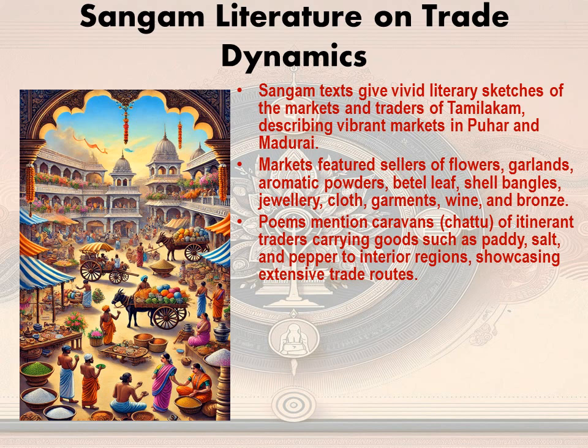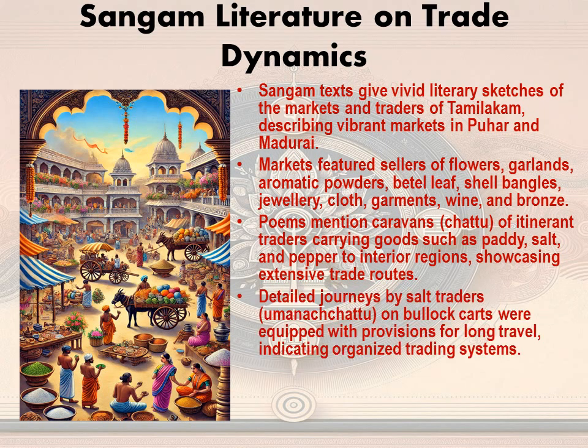Poems mention caravans. The local name used for caravans is Chattu, of itinerant traders carrying goods such as paddy, salt, and pepper to interior regions, showcasing extensive trade networks. So, there were caravans who used to carry goods to the interior regions, and thus we get examples of extensive trade routes.